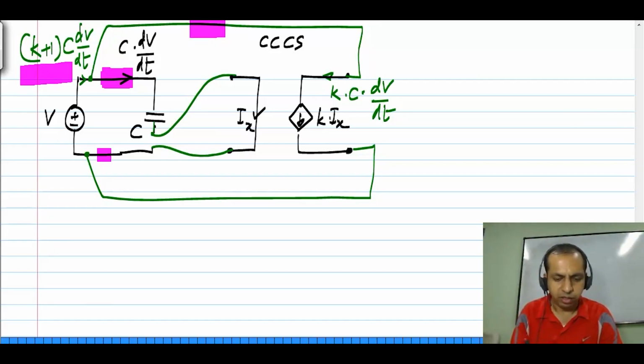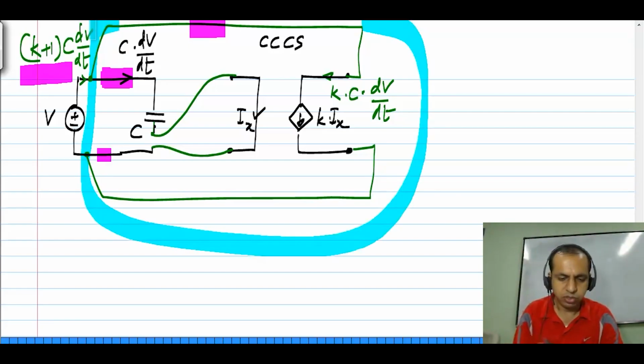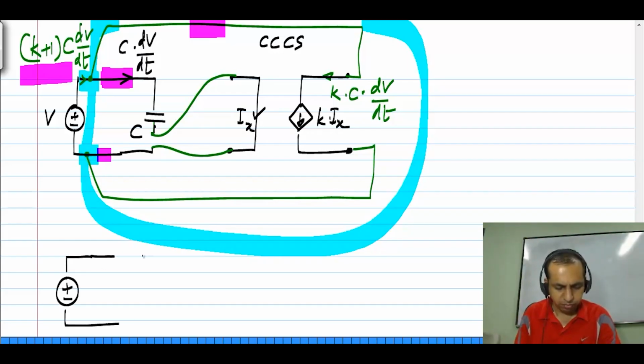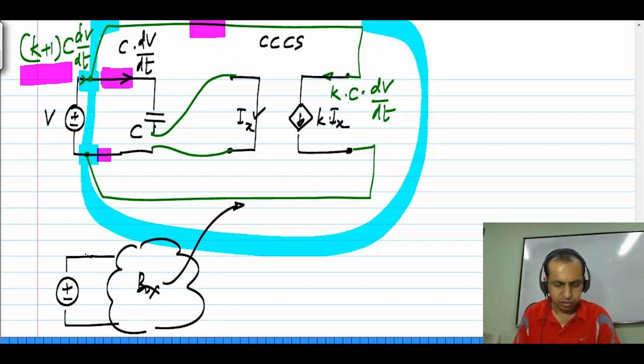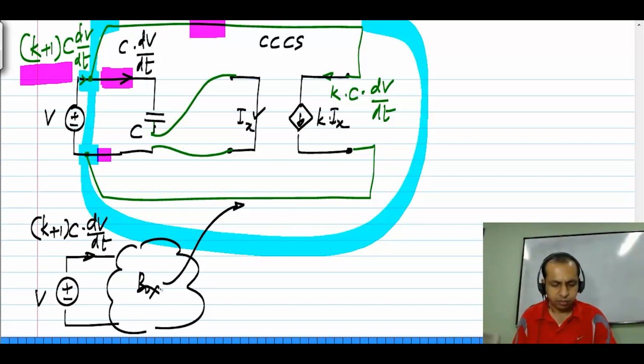Now again, let me enclose this entire circuit in a box, and look at only these two terminals. What do I have? It says that if I connect a voltage V to this whole box containing this, it draws a current K plus 1 times C times the time derivative of V. So it means that this entire box looks like a capacitance of value K plus 1 times C.